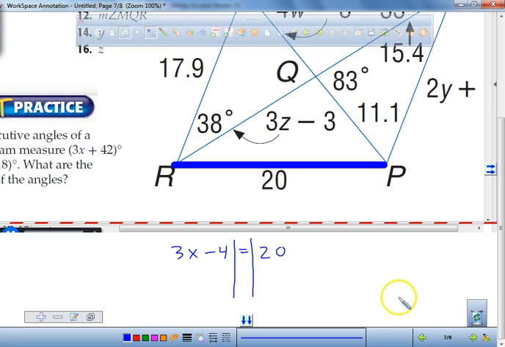Go ahead, Alex. What do you want to do? Add 4 to 20. Yep, that's it. So we have what? 3x equals 24. Then divide by 3. Very good. Divide by the number that's in front of the letter. And x is equal to 8. That's all we're asking you to do right now.